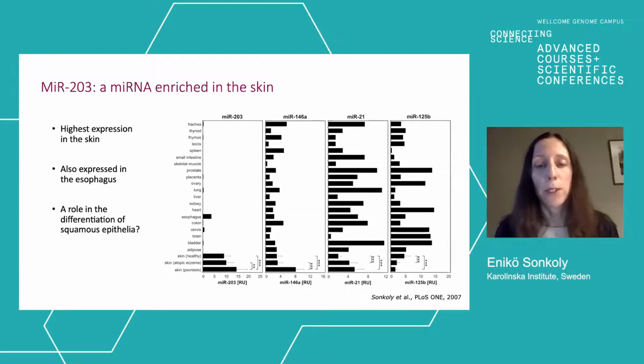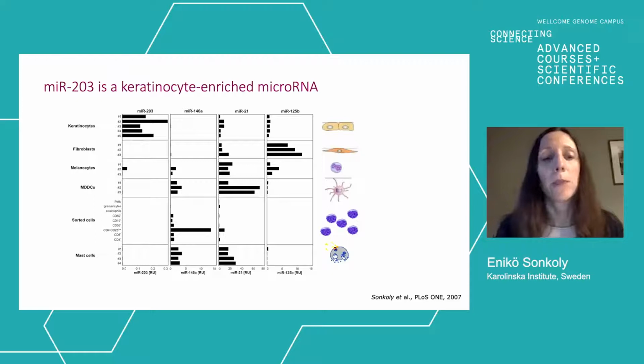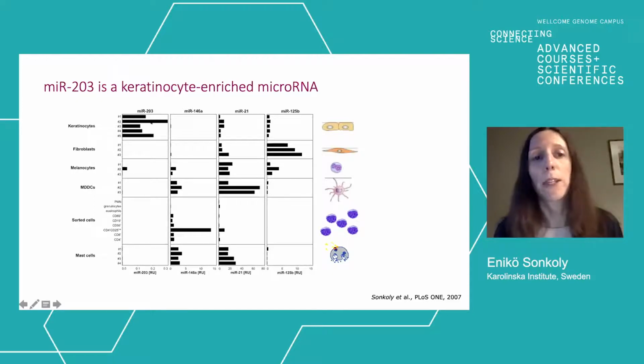But the skin, of course, is a complex organ with different cell types, a complex tissue. And therefore, as a next step, we investigated whether miR203 is expressed in only one or several cell types within the skin. And you can see this was the result of this experiment, which showed that miR203 is expressed specifically in the keratinocytes, a little bit of expression in some melanocytes, but otherwise not in fibroblasts and not in any immune cell types that we investigated, not in mast cells. So it seemed that this is a keratinocyte-enriched microRNA.